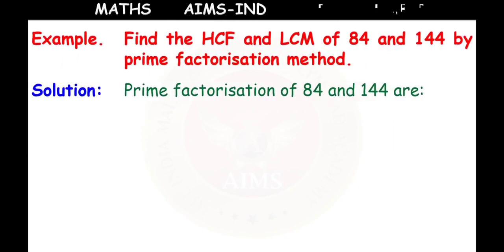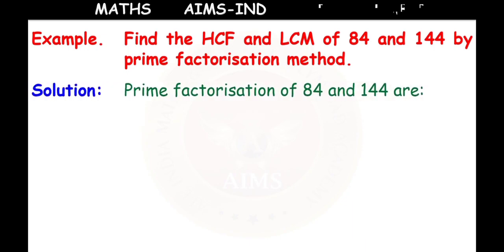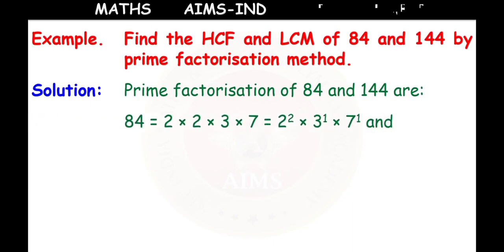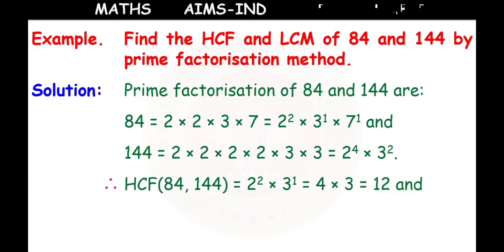So here, let's see some example problems. Find the HCF and LCM of 84 and 144 by the prime factorization method. So prime factorization we will do first. 84, we can write it as 2 square, 3 power 1, 7 power 1. 144 is 2 power 4, 3 square.